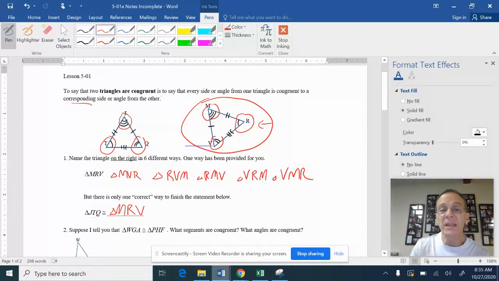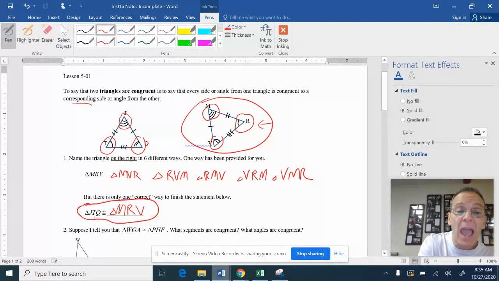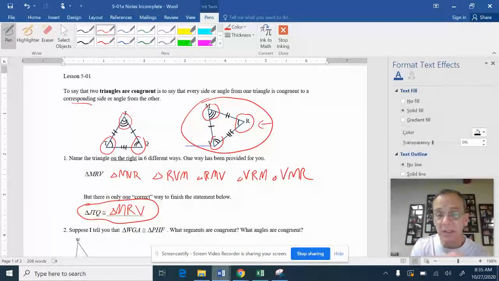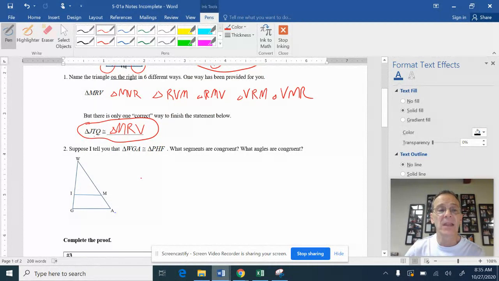So if you're reading a congruence statement about 2 triangles and you don't know anything about what the triangles look like, you can tell from the written statement, a statement like this one here, which angles correspond to each other and which sides correspond to each other. You can tell from the statement. So let's look at an example like that.